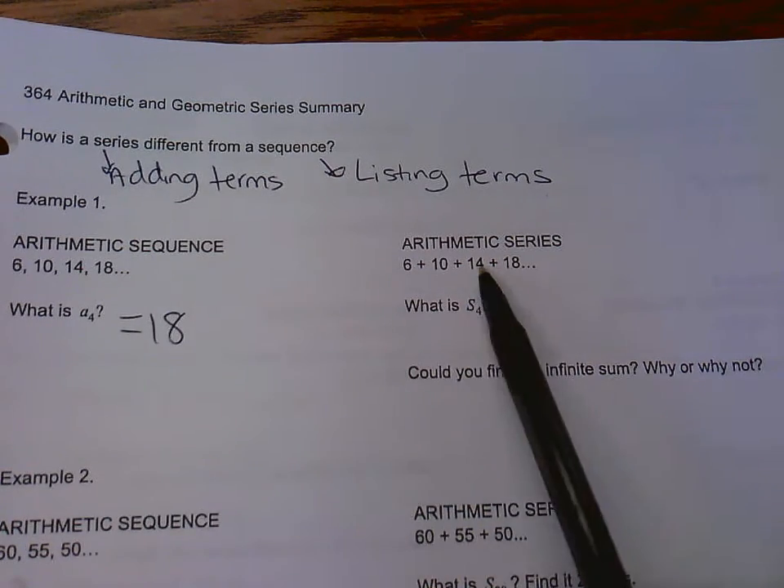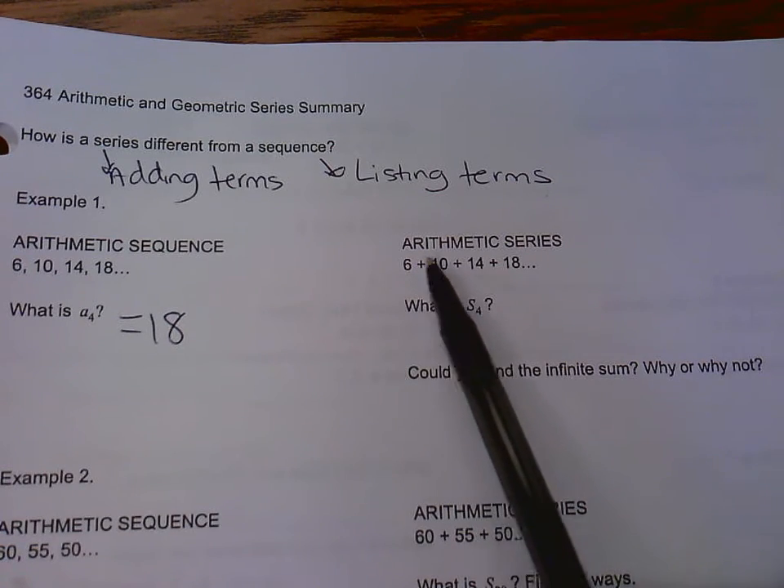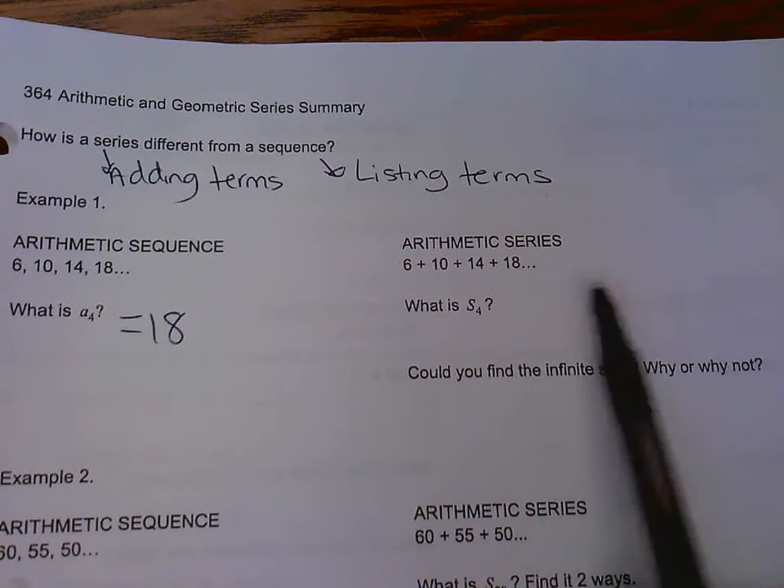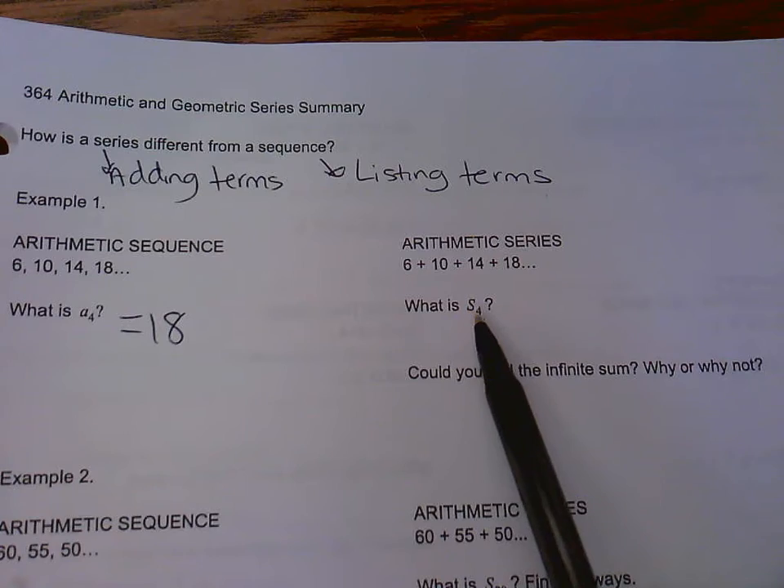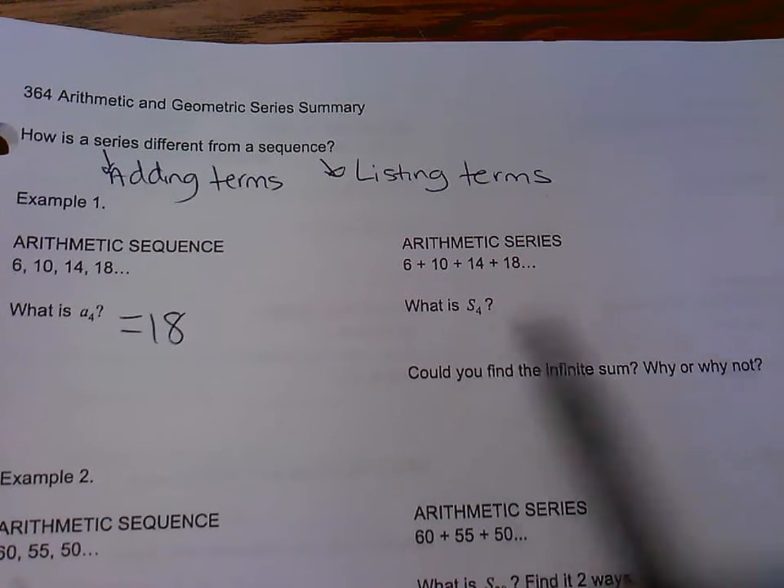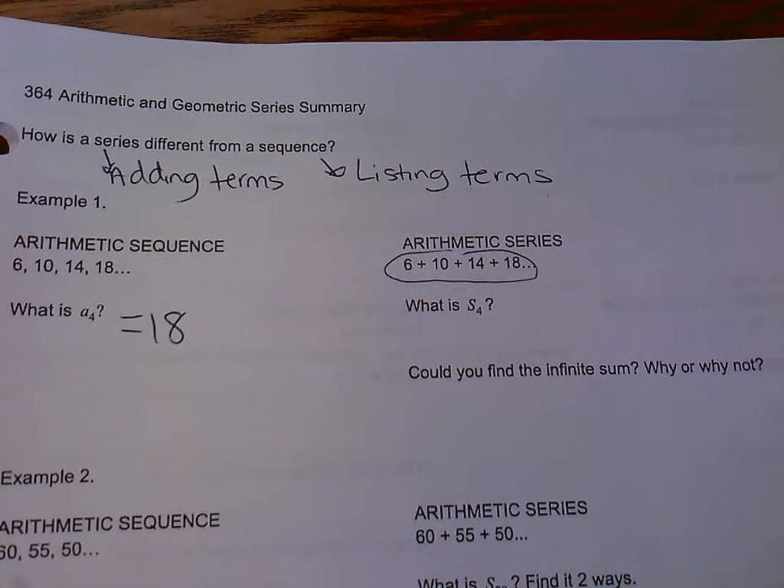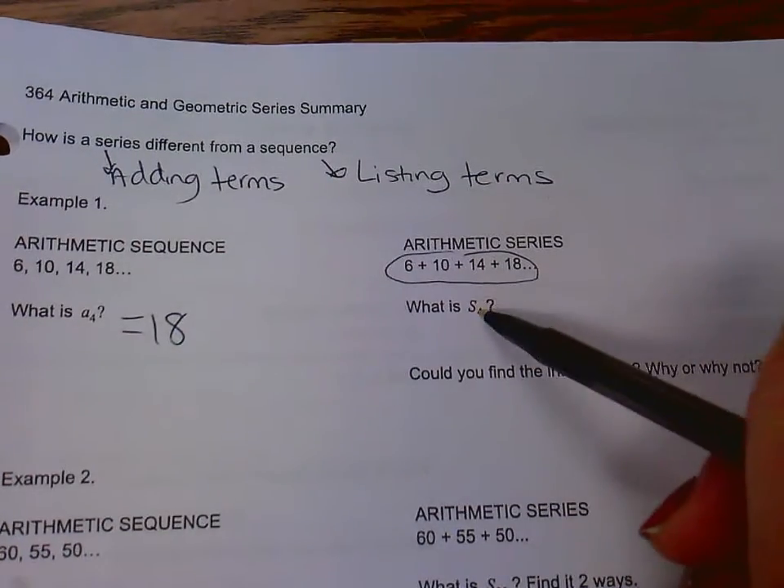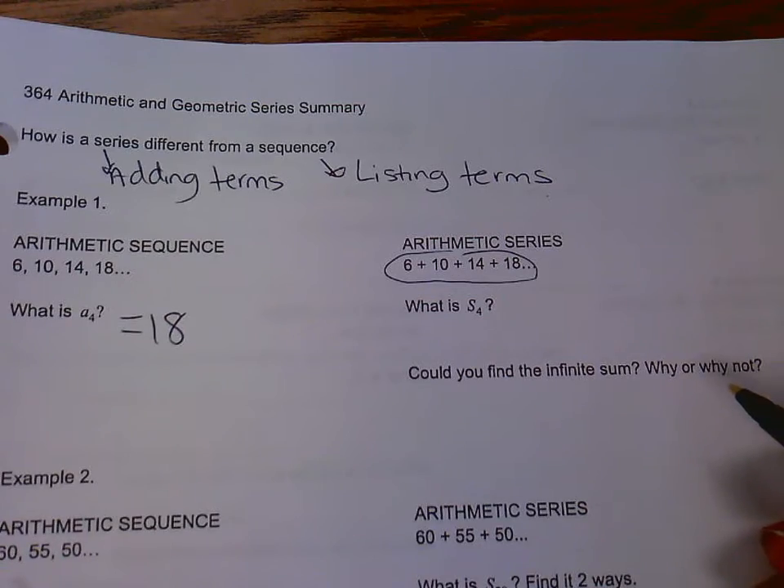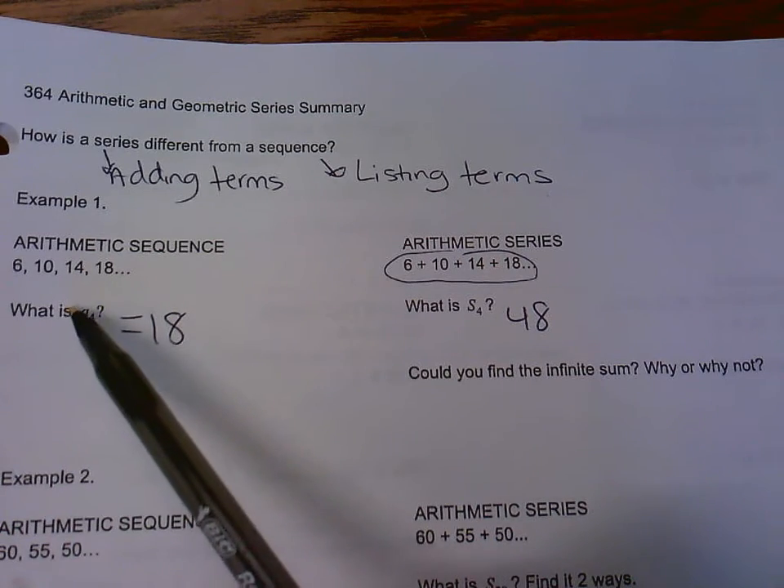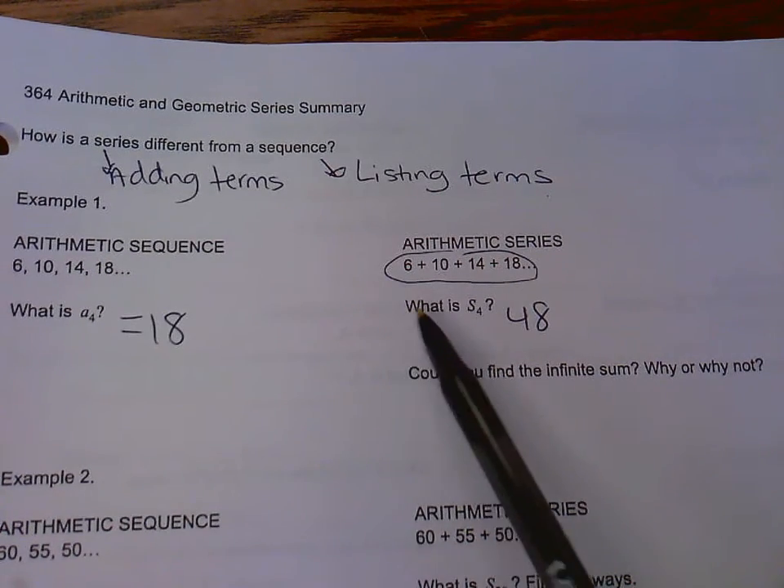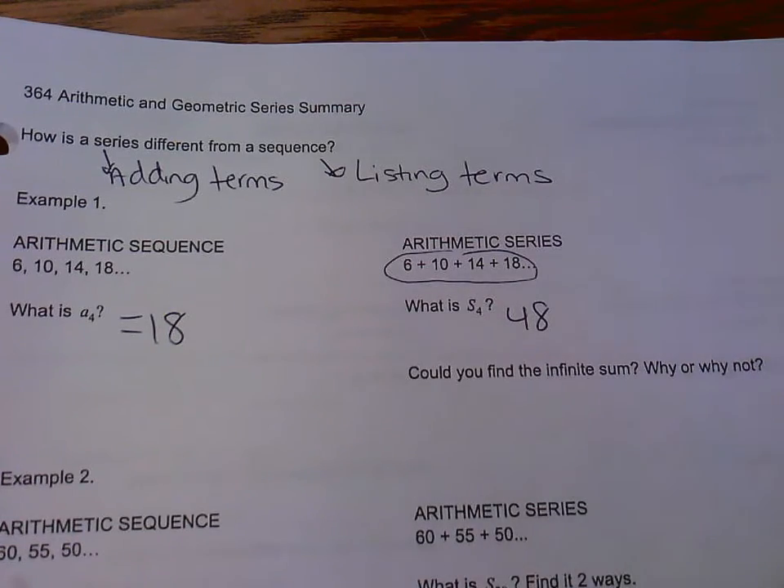This is the same pattern, just written as a series. 6 plus 10 plus 14 plus 18 ... This time it's asking you capital S sub 4, which means the series. So what you need to do is actually add together all 4 of those terms. Term 1 plus term 2 plus term 3 plus term 4. So what is S sub 4 for this series? What is it? 48. So it's really important that you're focusing on the notation. A sub 4, what is term 4? S sub 4, what is the sum of the first 4 terms of that series?